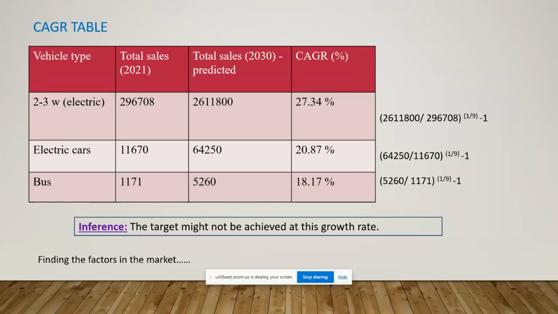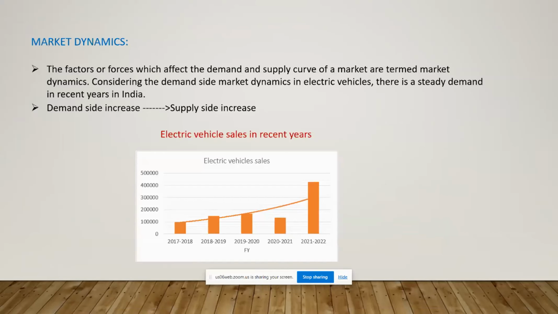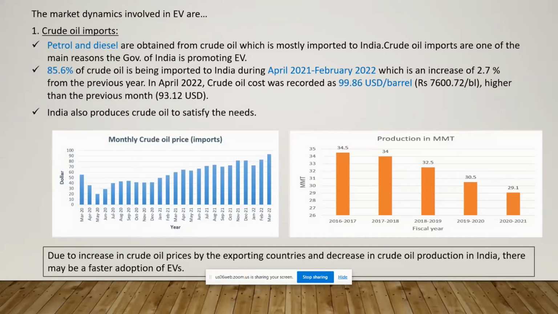Now, finding out the factors in the market. Market dynamics is nothing but the factors which influence both the supply side as well as the demand side in a particular market. In the electric vehicles market, generally if there is a demand increase, there will be a supply increase also. You can see electric vehicles demand and sales over the years. All the factors involved in electric vehicles include crude oil imports. India is dependent on other countries for crude oil. Petrol and diesel are obtained from crude oil, so India is dependent on other countries.